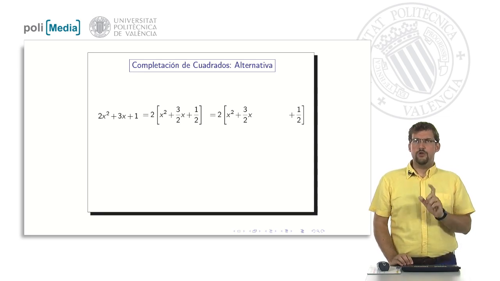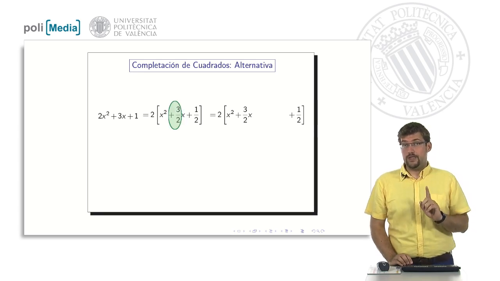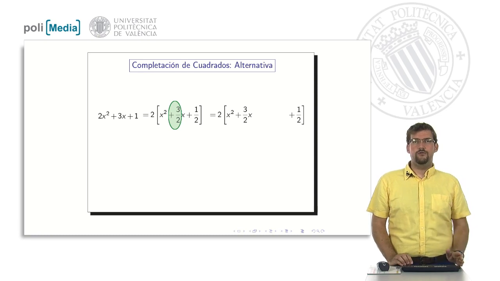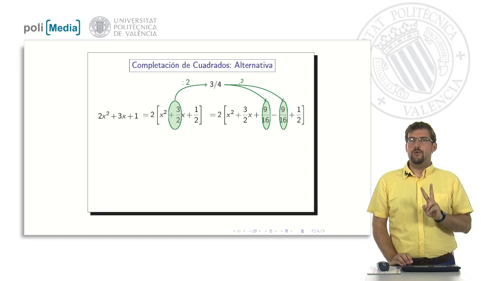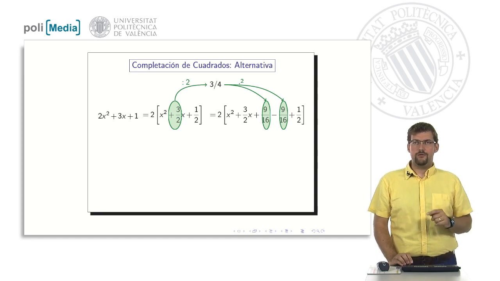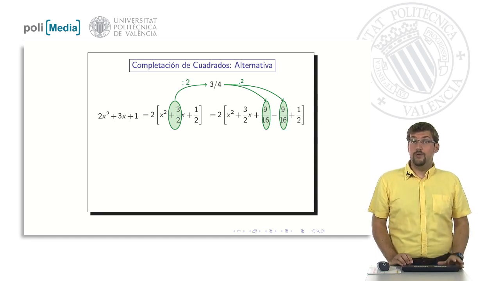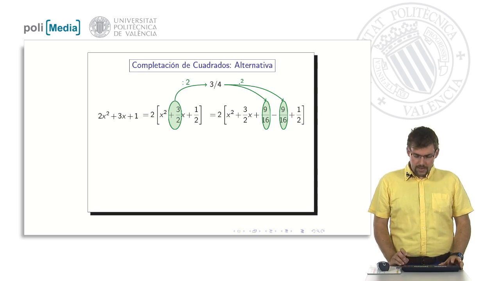What am I going to do now? Well, now I will take the coefficient of the x, in other words, the linear coefficient, in this case plus 3 divided by 2. And I will divide it by 2, which results in 3 divided by 4. And I will end up raising it to the square: 9 divided by 16. After that, what I do here is to add and subtract the 9 divided by 16.